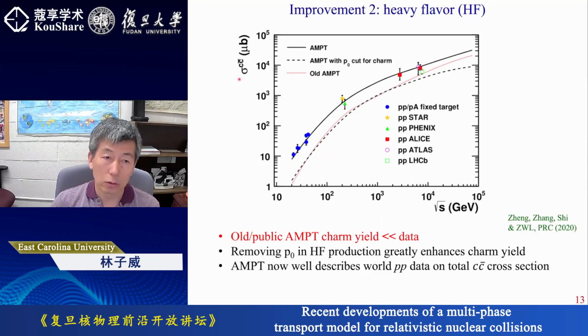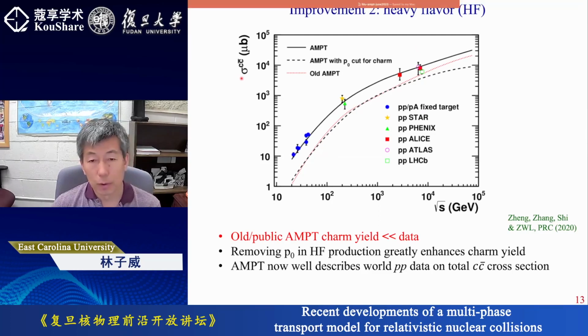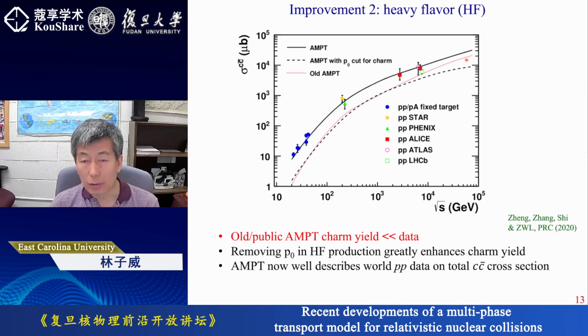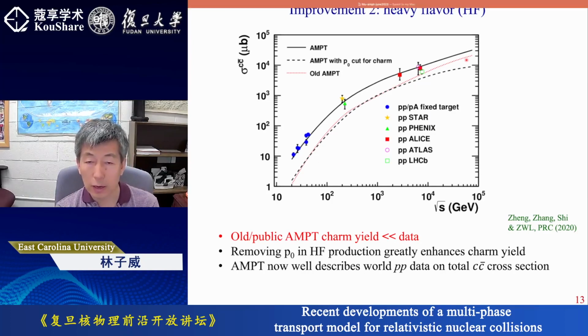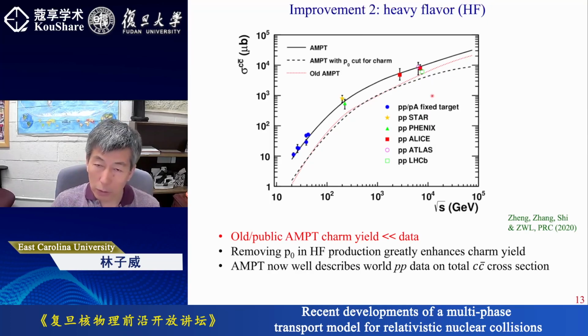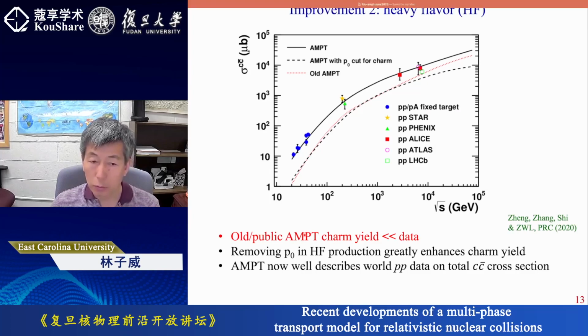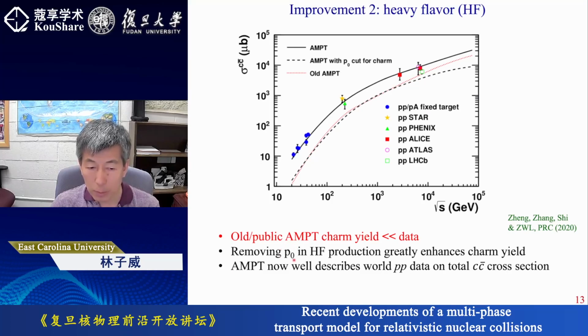This is the total cross-section for c c-bar. The public AMPT, which before these improvements gives the red line, severely underestimates the total yield. We can also realize that out of these different improvements, the removal of the mini-jet transverse momentum cut, P0, in the heavy flavor production is mostly responsible for the increase of the c c-bar cross-section.